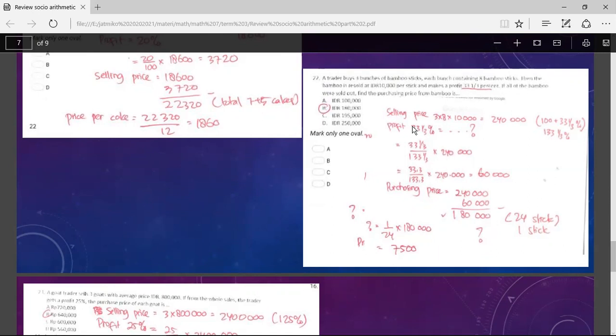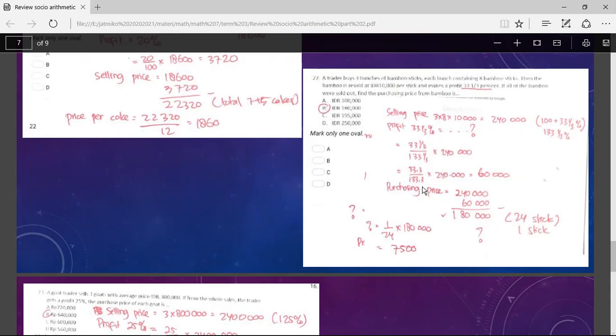So the profit will be smaller than the selling price. So 33 1/3 divided by 133 1/3 times 240,000. If we simplify this, dividing by 33 1/3, we get 1/4. So 1/4 times 240,000 is equal to 60,000. Okay, so the profit is 60,000 and the selling price is 240,000.